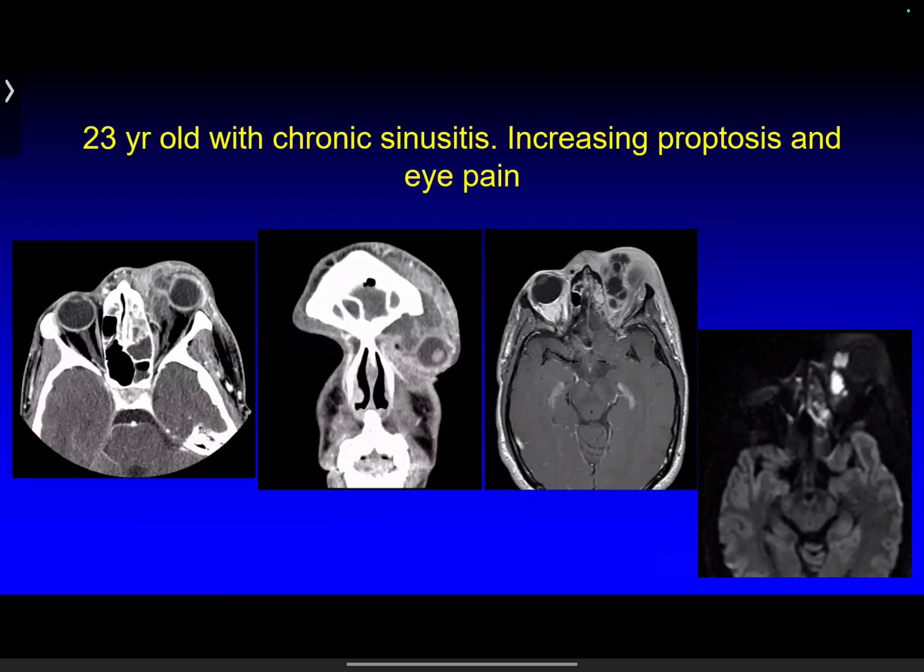The next patient in the ER is a 23-year-old with chronic sinusitis presenting with increasing proptosis and eye pain. And on the CT neck with contrast, you can see marked proptosis of the left eye. There is a multilobulated rim-enhancing fluid collection within the medial extraconal space extending out into the preseptal soft tissues, displacing that globe anteriorly. An MR was obtained which confirmed this multilobulated subperiosteal abscess with diffusion restriction consistent with pus.